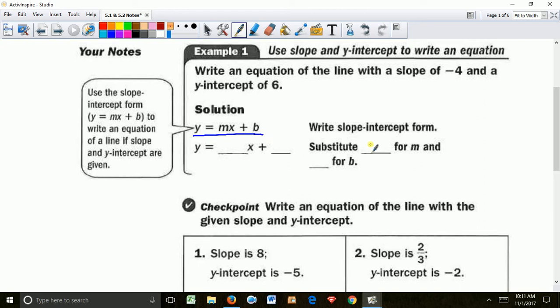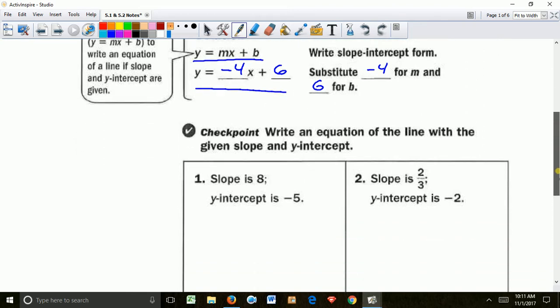In this case, the slope is -4 and your y-intercept is 6. So all you got to do is plug in -4 in for m and 6 in for b. And your equation in slope-intercept form is given by y is equal to -4x plus 6.